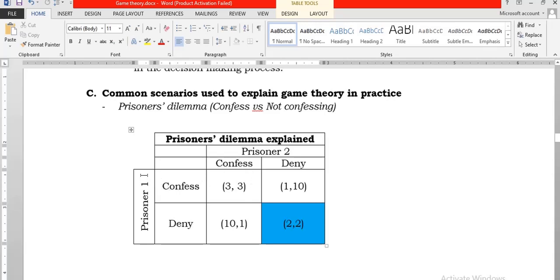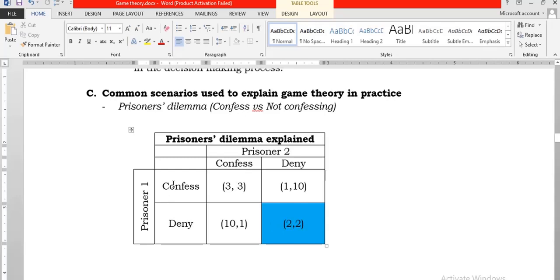The police officer went to prisoner 1 and told him, if you confess, we shall give you only 1 year in prison. And your colleague, if he denies, we shall give the person 10 years. But if you both confess, each of you shall be given 3 years. So you can see here, if they both confess, they shall be given 3 years. In other words, 1 year in addition to the original 2 years they had.